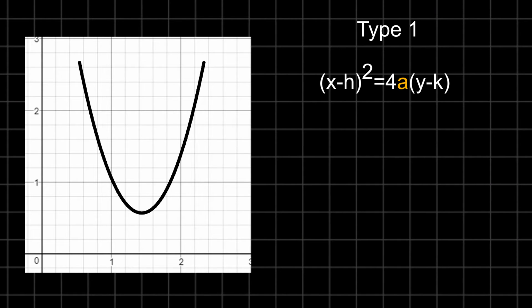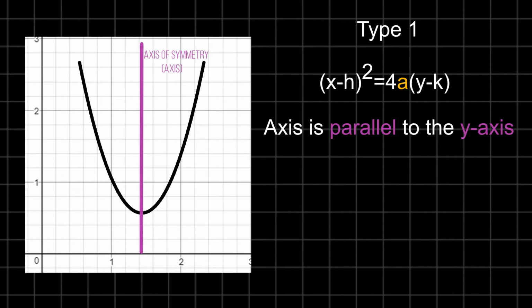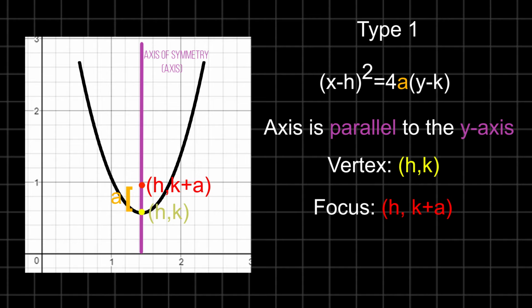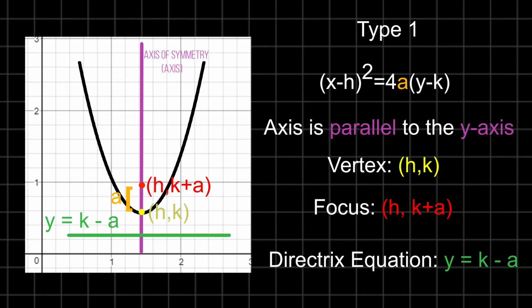The first general type is the concave up parabola and is expressed using the equation (x minus h) squared is equal to 4a times (y minus k), where the axis is parallel to the y-axis, the vertex is at (h, k), the focus is (h, k plus a), and the directrix has the equation y equals k minus a.